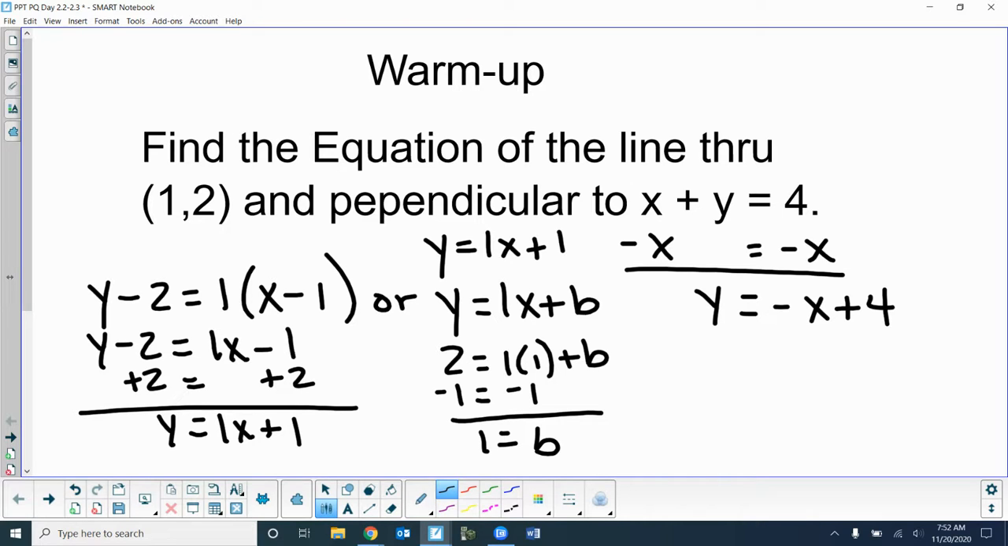And then the last one, again, it was like this one. You had to get y by itself first. And you got +2x for that slope. So the perpendicular one would be -1/2. So y equals -1/2 x plus 5/2 or 2.5, depending on how you wrote it. Any of those you'd like to go over? Pretty easy stuff, isn't it?